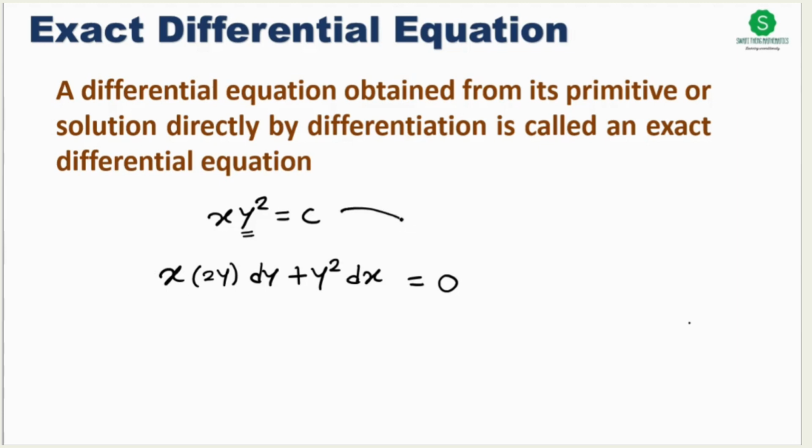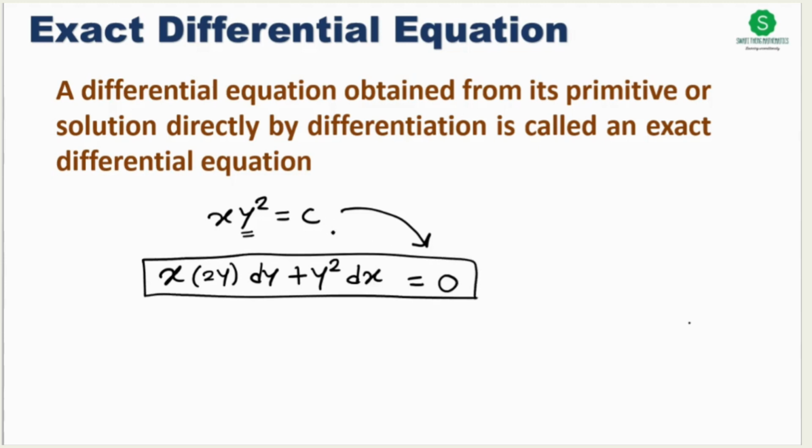So by using the solution, we found the differential equation by differentiating this curve. This differential equation is called the exact differential equation. If we solve this differential equation, then without multiplying any integrating factor, we can find the solution. So again, if we are given any differential equation and we need not multiply any integrating factor, and we are able to find the direct solution, then this type of differential equation is called the exact differential equation.